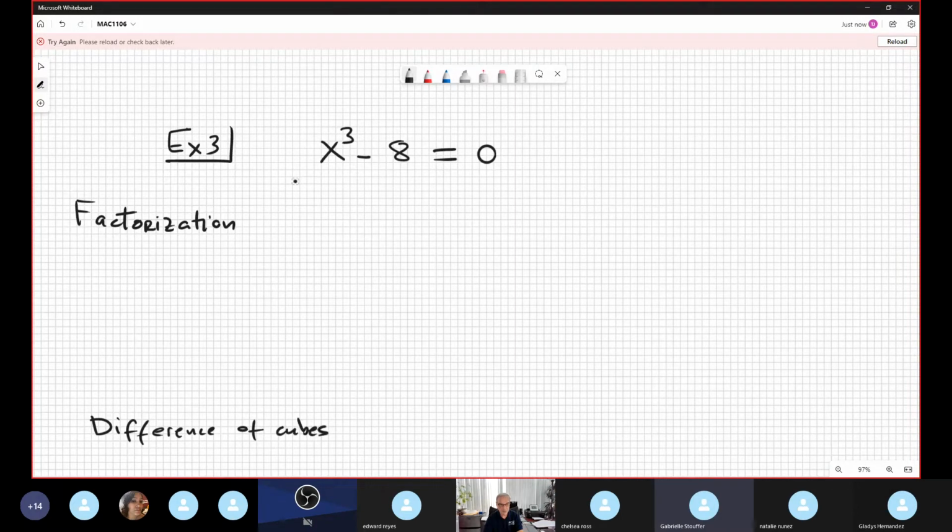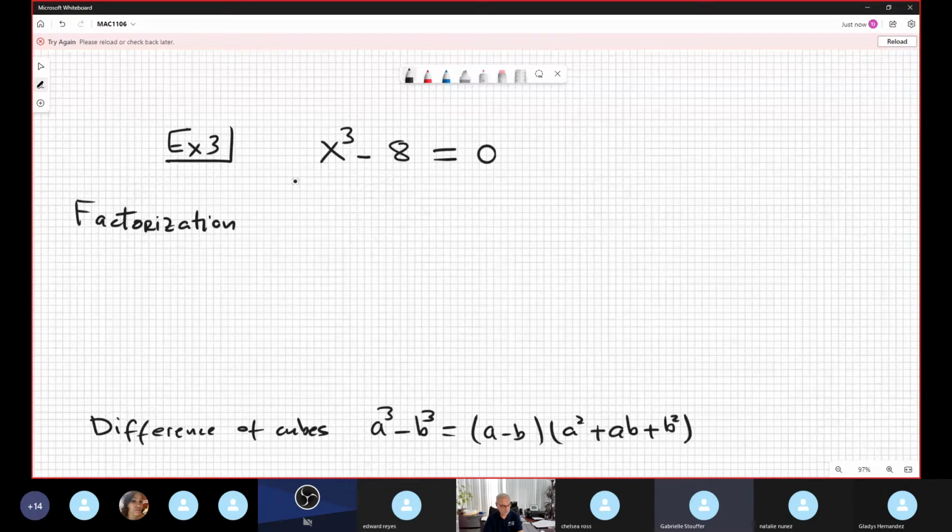See, you don't remember, I refresh your memory. Don't worry. When you have that binomial, the factorization is a minus b, a squared plus ab plus b squared. This is the formula. You remember this formula from high school? Oh no, I make a mistake. It's minus here. No, it's plus, it's plus.